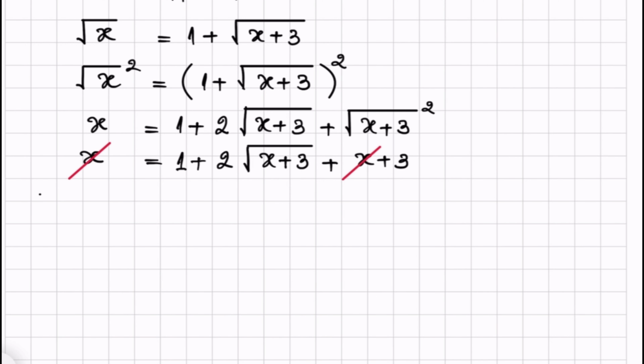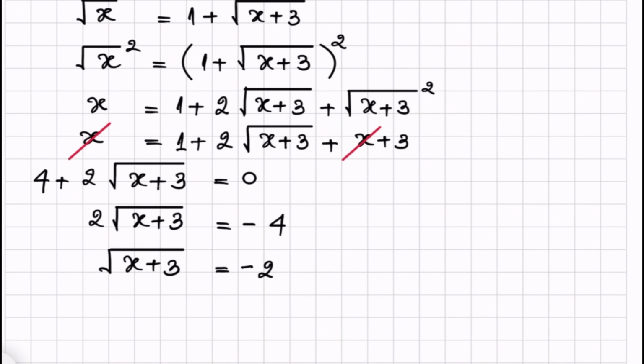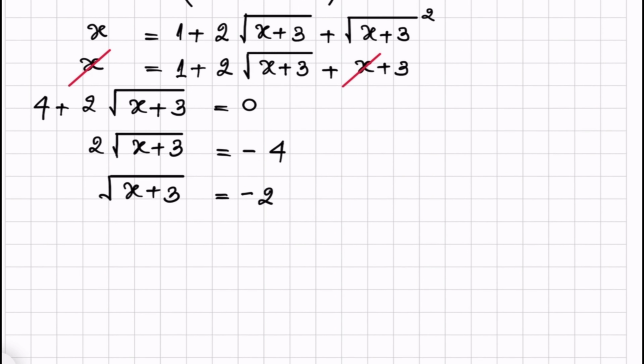So I write it as 4 plus 2 square root of x plus 3 equal to 0. So next step, we can subtract 4 from both sides of the equation. So we will get 2 square root of x plus 3 equal to negative 4. Then we can divide both sides of the equation by 2, and then we will get negative 2 on the right hand side, okay?